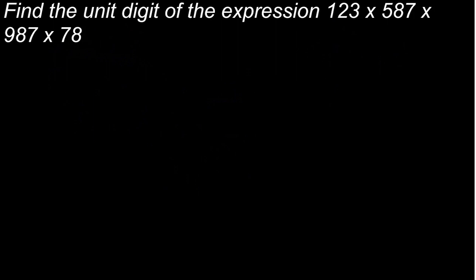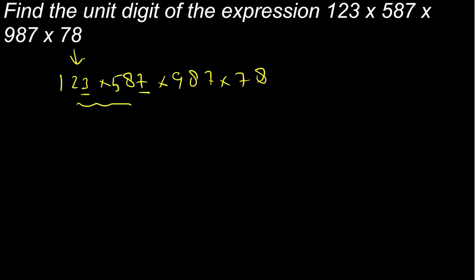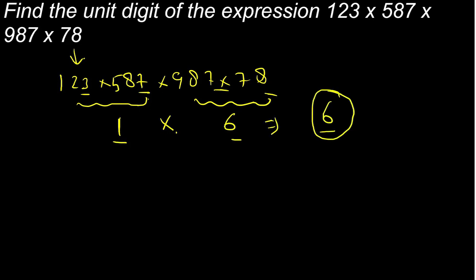Find the unit digit of the expression 123 into 587 into 987 into 78. I started this question because I think it's important that you know what the application of this unit digit place is. This is quite easy actually. 123 multiplied by 587 multiplied by 987 multiplied by 78. So 3 sevens are 21, so the product of these will end on 1. And 7 eights are 56, so the product of these numbers will end on 6. In between them there is a multiplication sign. So 1 into 6 will end on 6. So ultimately this particular product will end on 6.